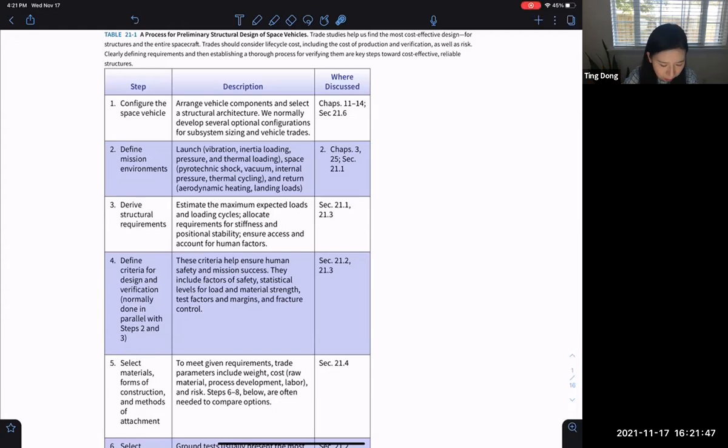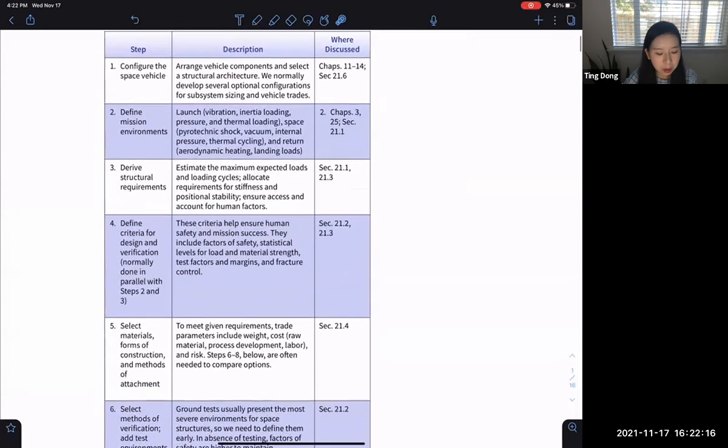And once we have the general requirements for our structure design, we also need to know for our crewed mission how it affects our design. So for example, the safety factor for the crewed mission should be higher than for an uncrewed mission, right?